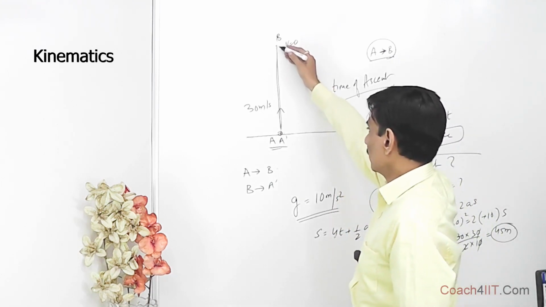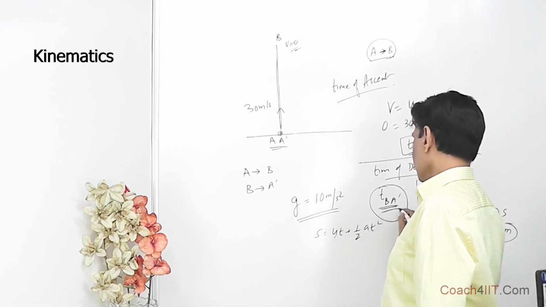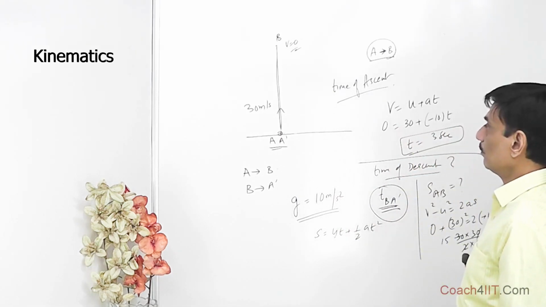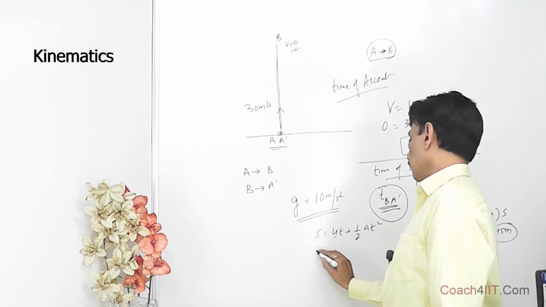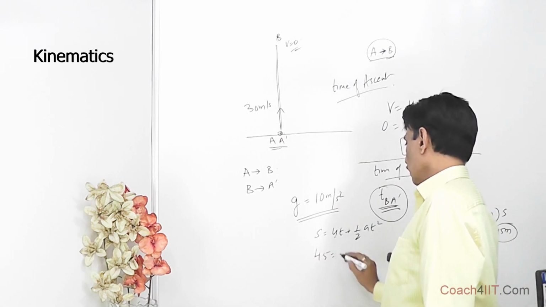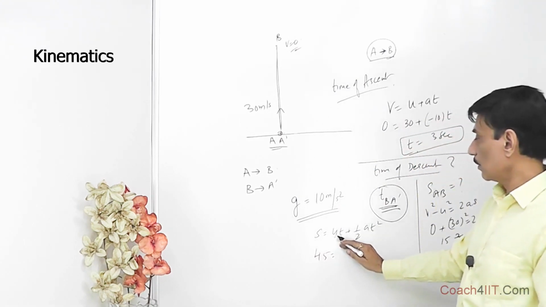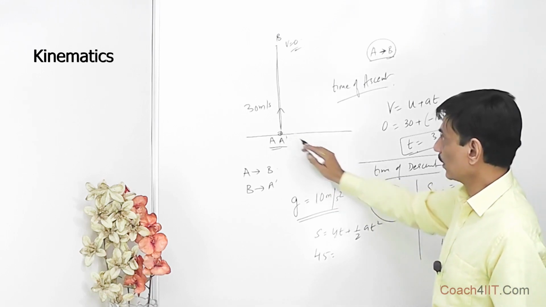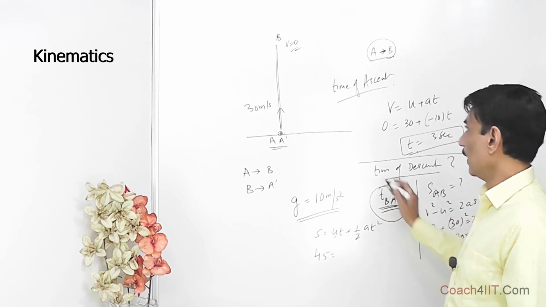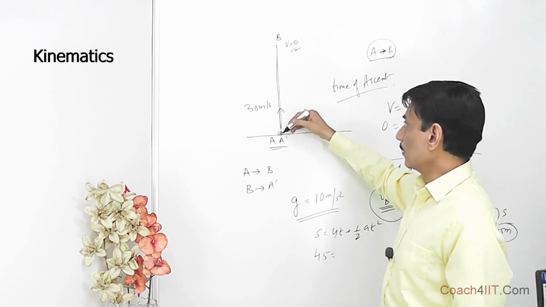Now what is the distance it travels from B to A dash? It travels the same distance, that is the same distance it has gone up. So it is 45 meter. Now the thing to understand is that U, the initial velocity, is not the velocity over here, because now our journey is from B to A dash, that is the original point.